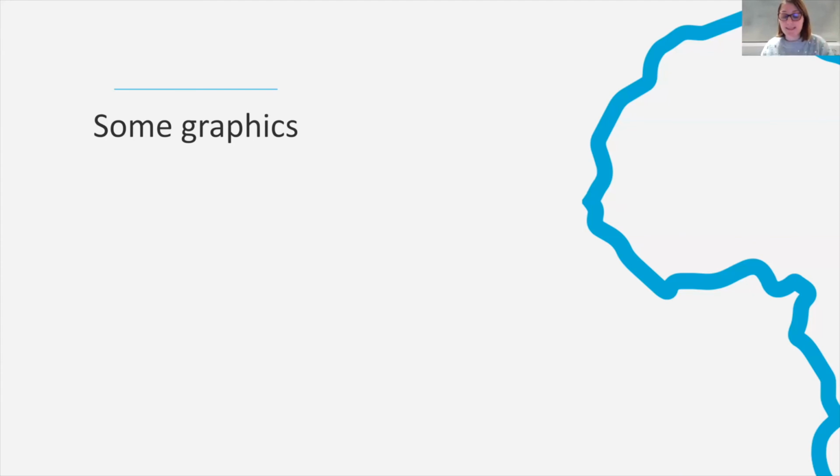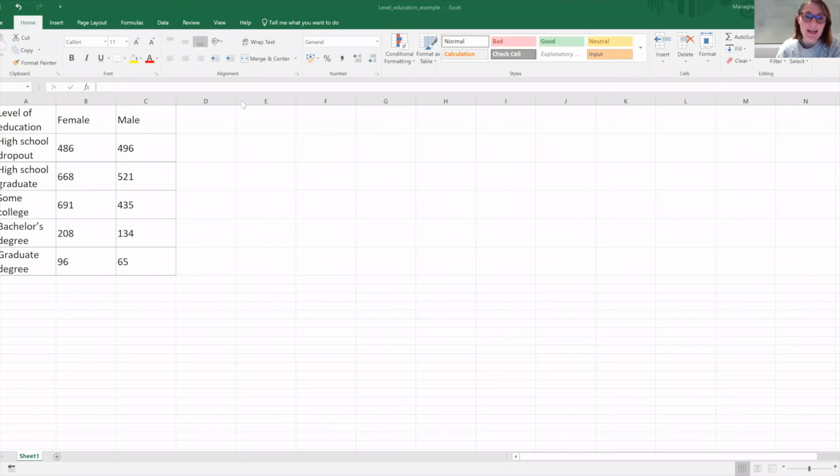Okay, so now we are in Excel, and you may recognize this dataset because it's the one we have been using for measuring the association between level of education and gender in the chi-squared test example. So we have all the levels of education, we have gender, and the number in the intersection between, for example, high school dropout and female indicates the number of female subjects who have dropped out of high school.